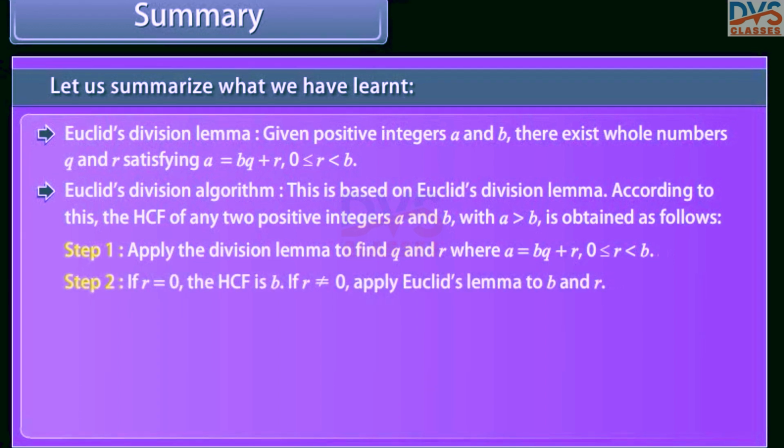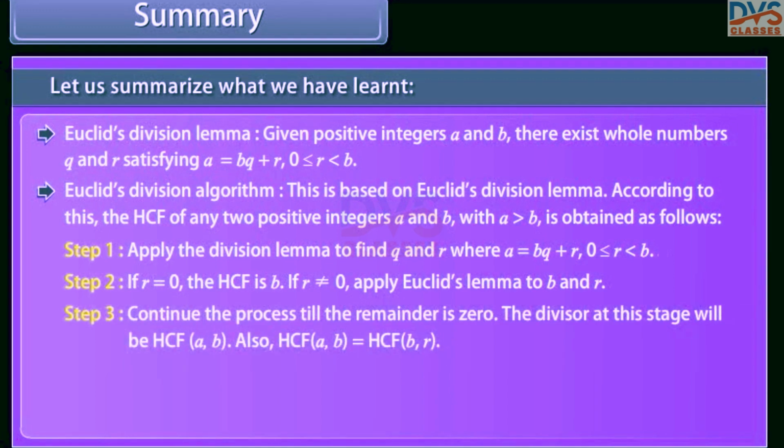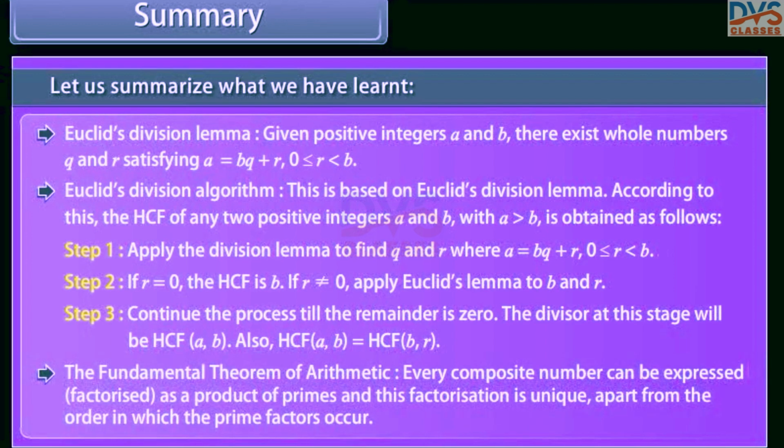2. If r = 0, the HCF is b. If r is not equal to 0, apply Euclid's lemma to b and r. 3. Continue the process till the remainder is 0. The divisor at this stage will be HCF(a, b). Also, HCF(a, b) = HCF(b, r). The fundamental theorem of arithmetic: every composite number can be expressed (factorized) as a product of primes, and this factorization is unique apart from the order in which the prime factors occur.